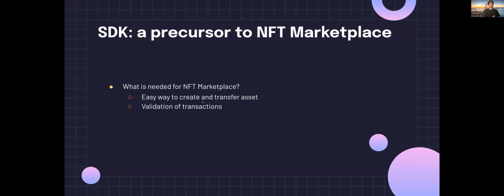We need stuff like validation of transactions. Ownership is a very important thing. There have to be proper signatures, and a transaction cannot be duplicated or double spent. That means if a person has only 2 tokens, let's say, the person shouldn't be able to spend more than 2 tokens. So we had to take care of all that stuff.